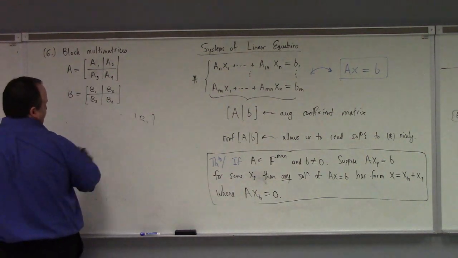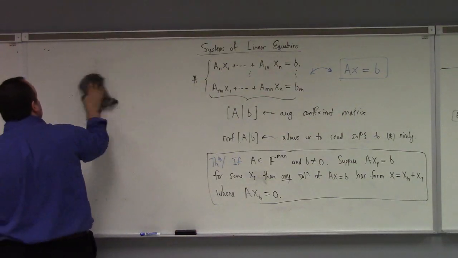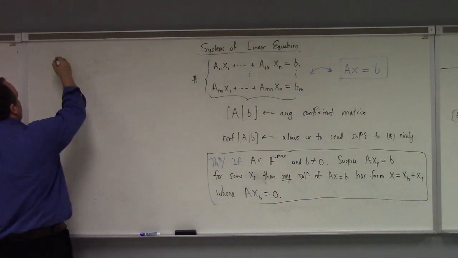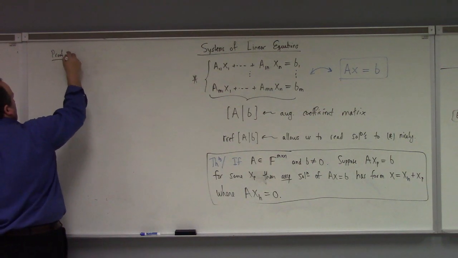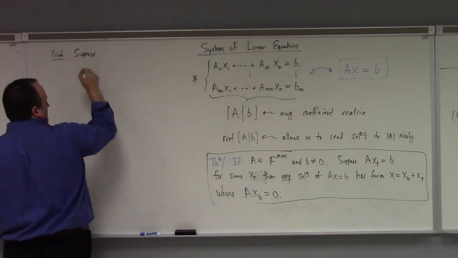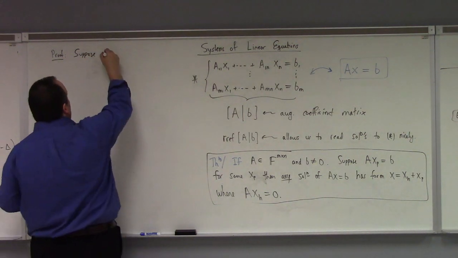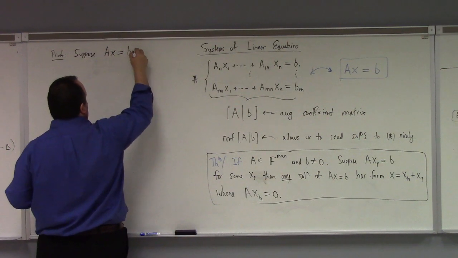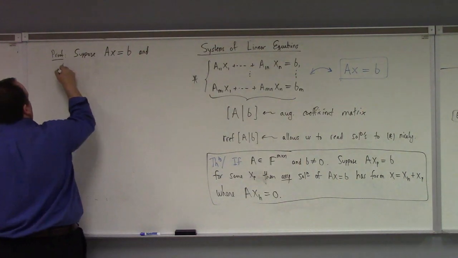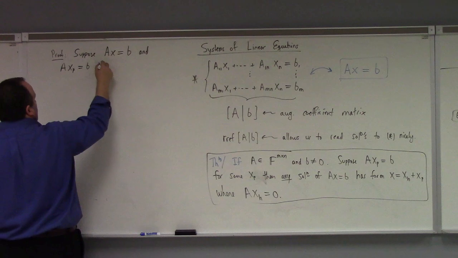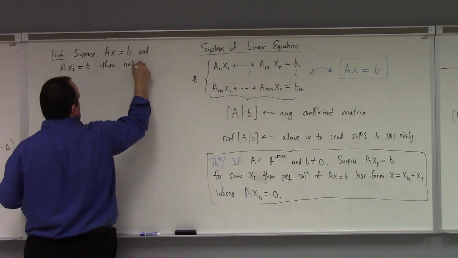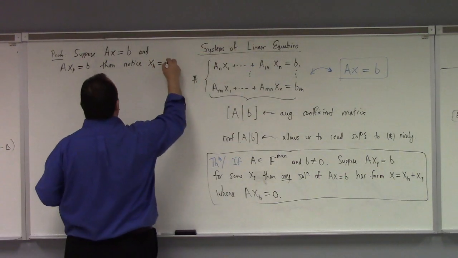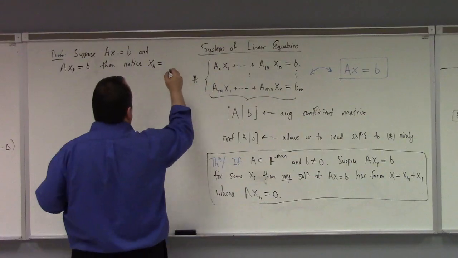Can we prove that? Well, here's how the proof goes. It's only like a line. Suppose that we have Ax equals b and Axp is equal to b. Then notice xh equals x minus xp.